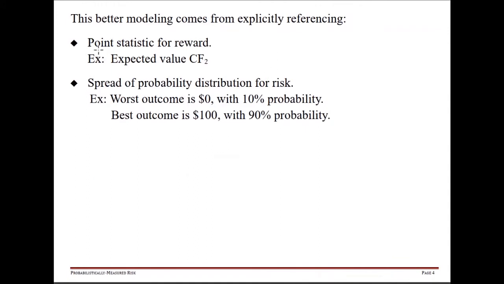So how did we do this? We're still using our point statistic, which is our expected value. We'll think of this as our general case reward. So our point statistic will be expected value, general case reward, and we're going to always be using the spread of our probability distributions to measure risk. And with a Bernoulli distribution, the spread is just the worst possible outcome and the best possible outcome.